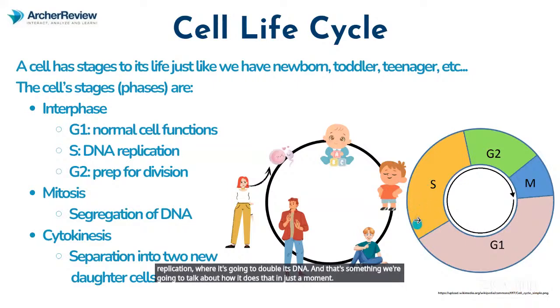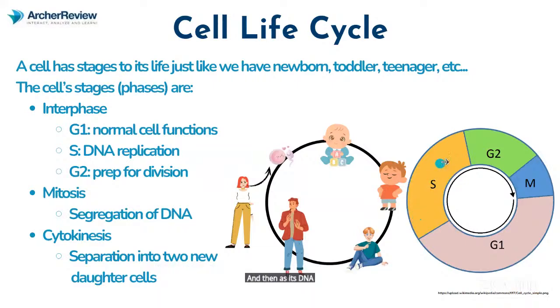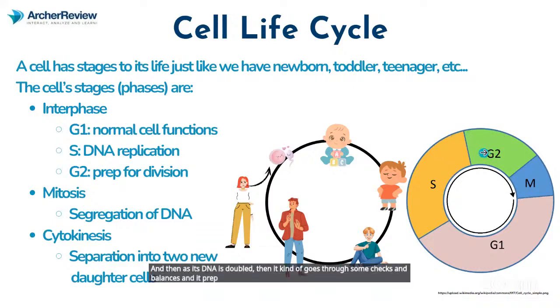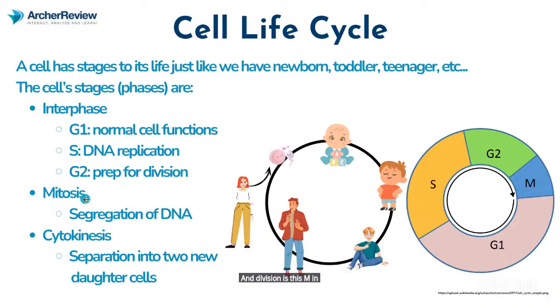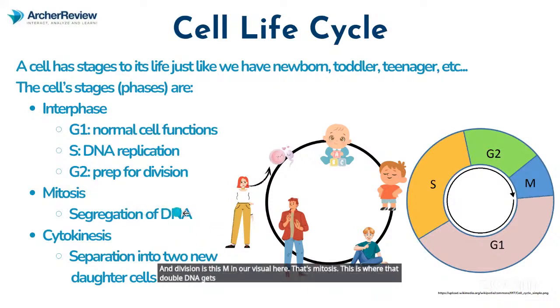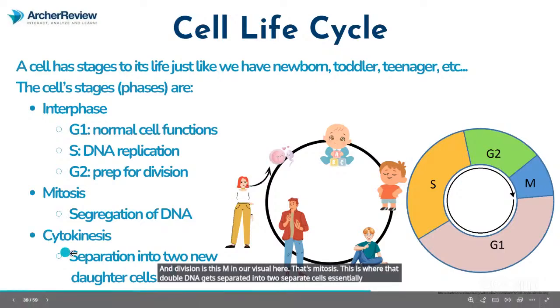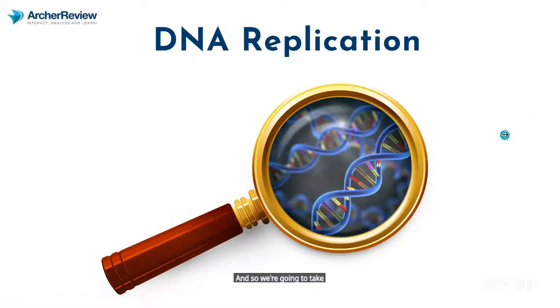And then as its DNA is doubled, it goes through some checks and balances, and it prepares for division. And division is this M in our visual here. That's mitosis. This is where that double DNA gets separated into two separate cells, essentially, that will then break apart in cytokinesis. And so we're going to take a look at each of these things a little more closely. So that first one that we want to talk about is DNA replication.